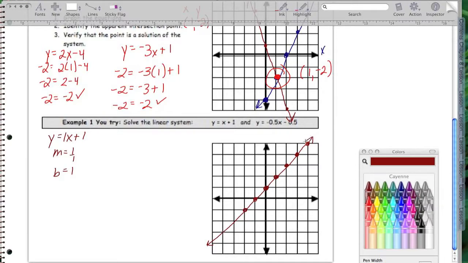And then my second equation is y equals negative 0.5x minus 0.5. I'm going to rewrite this as negative 1/2 x because we know our slope has to be a fraction. So 0.5 is 1/2, so let's just do that. And I'll write that as negative 1/2 too. But they're exactly the same thing. My slope is negative 1/2. My y-intercept is negative 1/2.